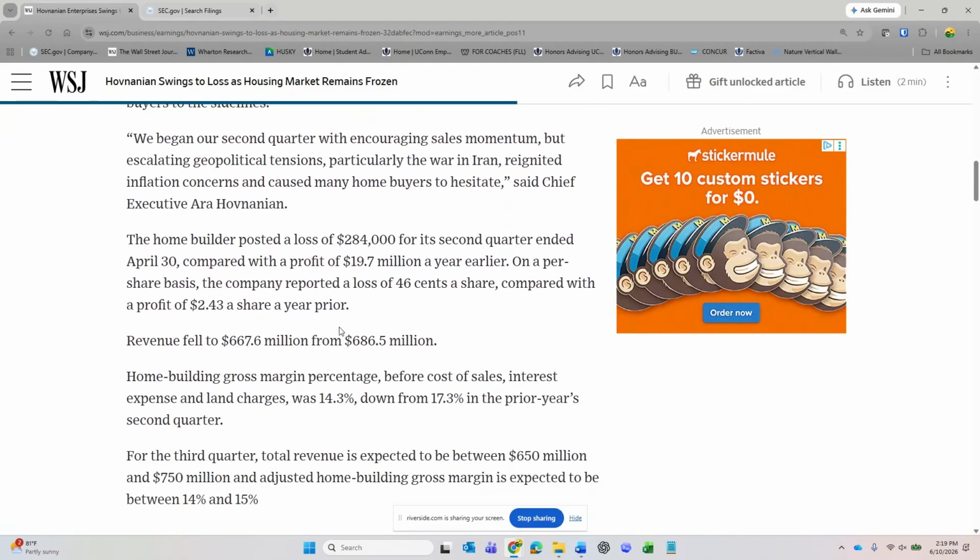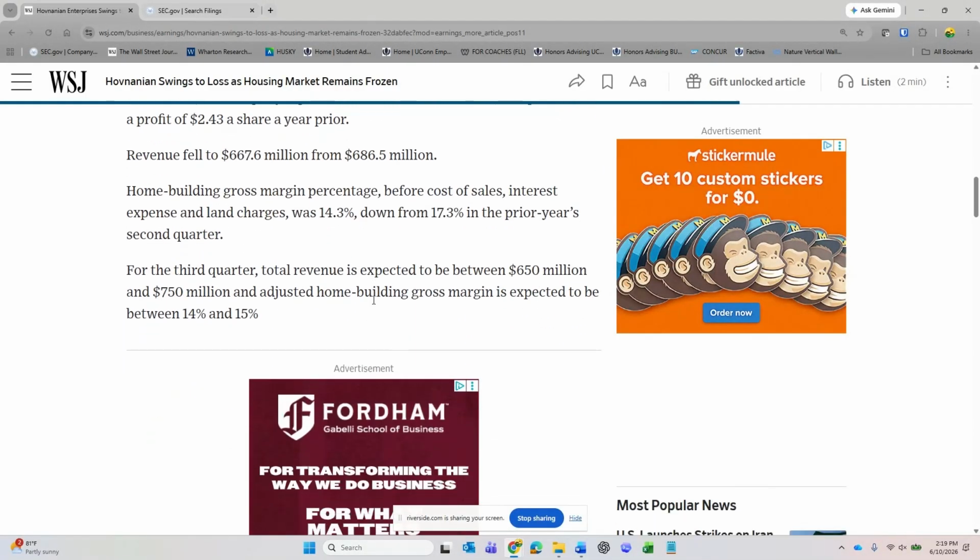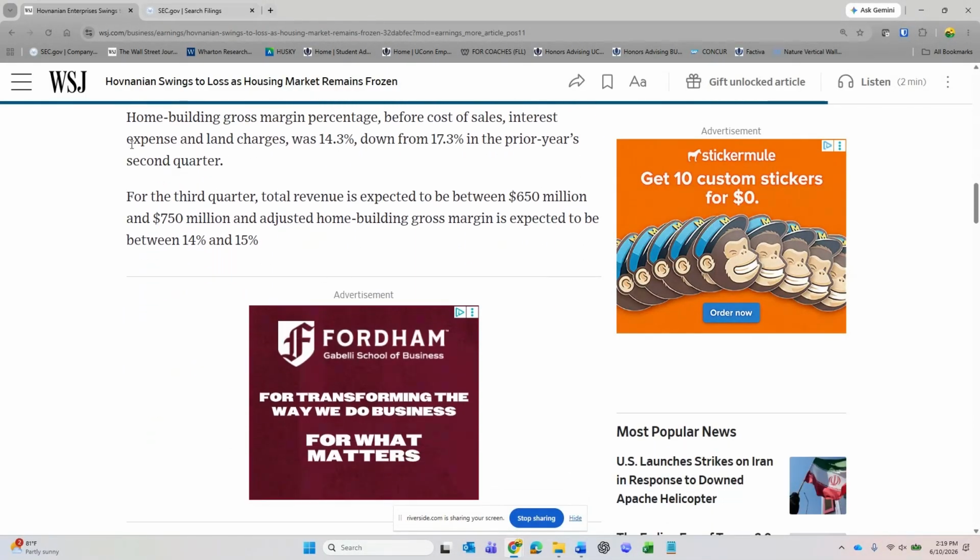Then they're going into the numbers on a per share basis, so everything is fine. They're highlighting that the revenue decreased as well as the profits. So again, nothing surprising at this point. And then I got to this sentence. It said home building gross margin percentage before cost of sales, interest expense, and land charges was 14.3%, down from 17.3%.